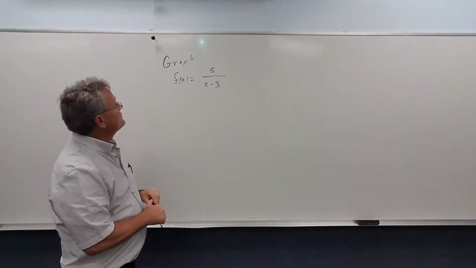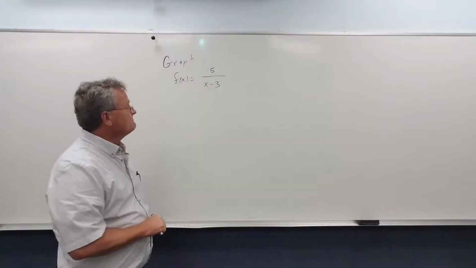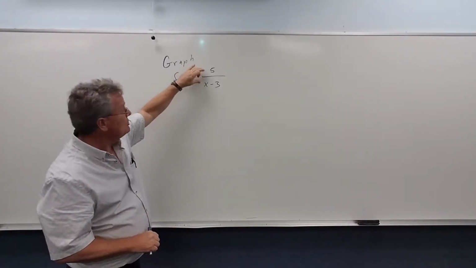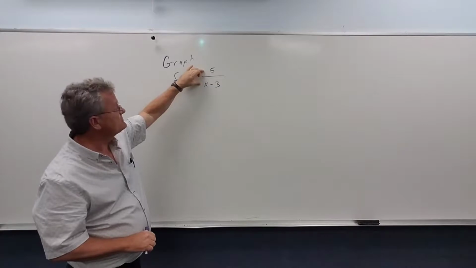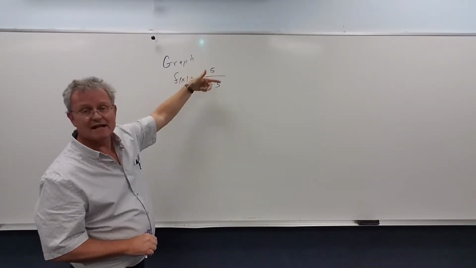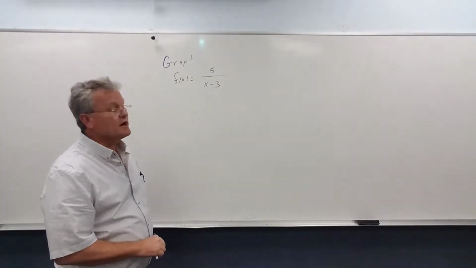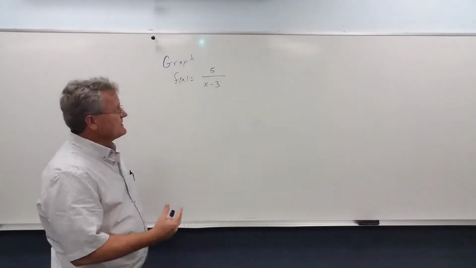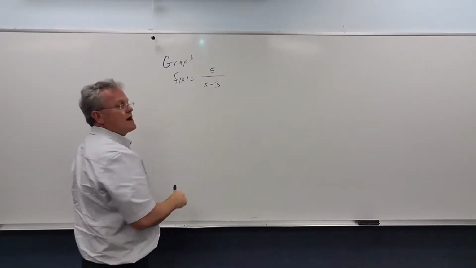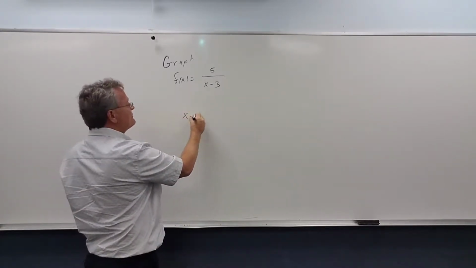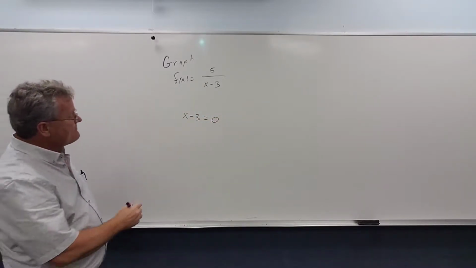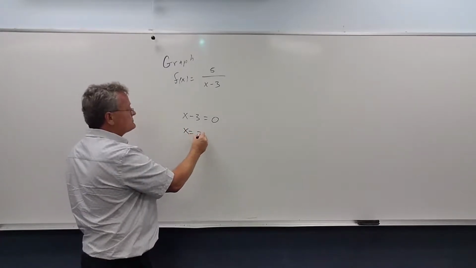Okay, so here we're going to graph this rational function. And to graph rational functions, first of all, if this is not simplified, you want to simplify it. What I mean is cancel what's common in the numerator and denominator if it's not simplified. So assuming this is simplified, the first thing we want to do is set the denominator equal to 0 and solve. Well, when I add 3 to both sides, we get x equals 3.